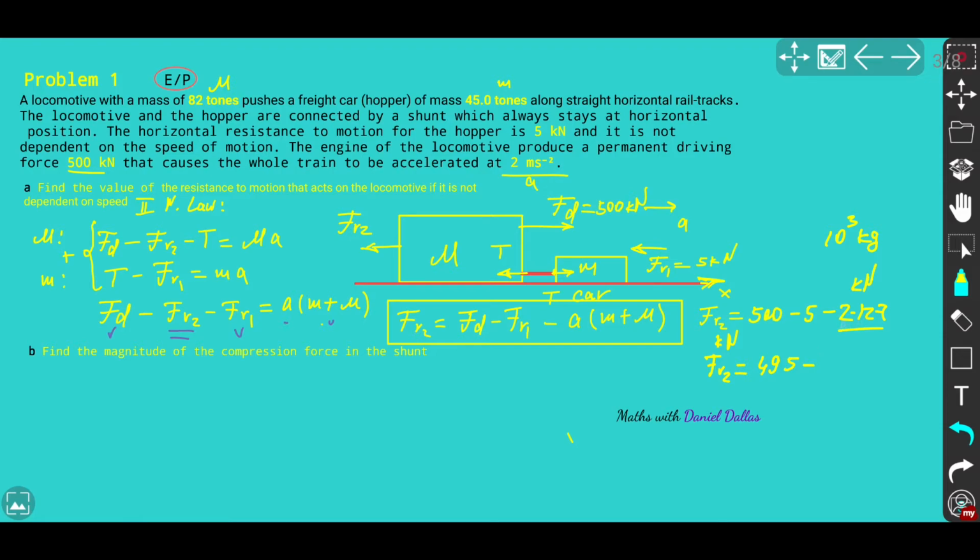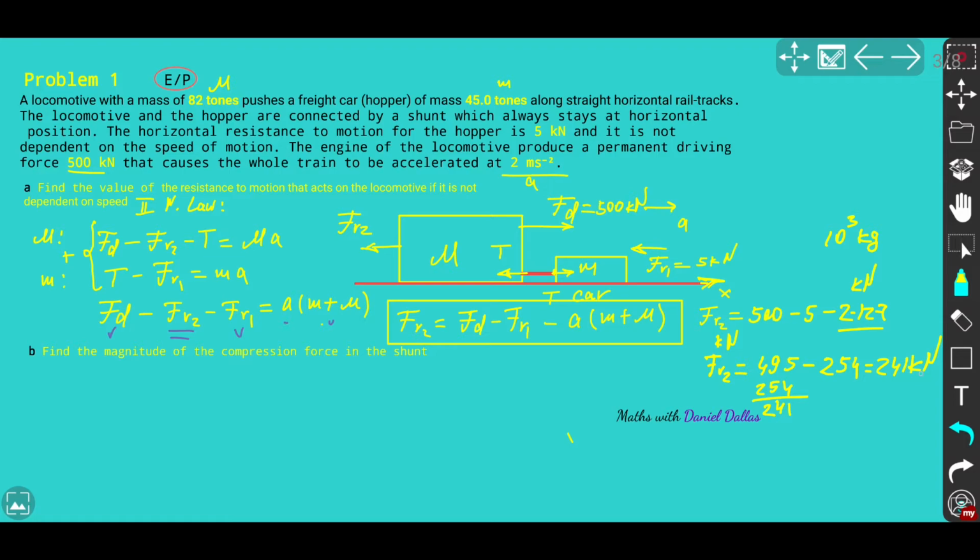And I'll get 254. 254, okay? And if I take it away, I'll just simply get 1, 4, and 2. And I'll get 241 kilonewtons, the resistant force that acts on the locomotive, all right?